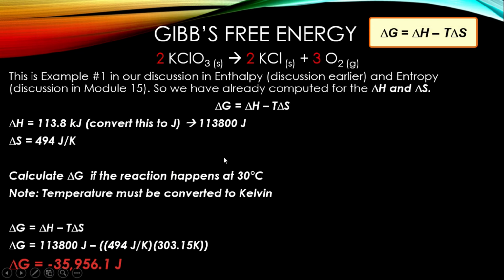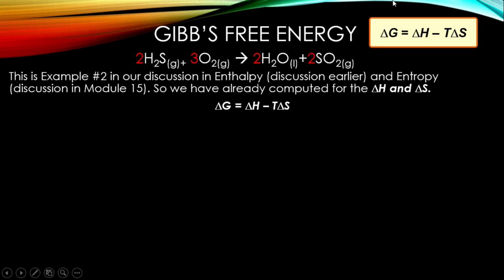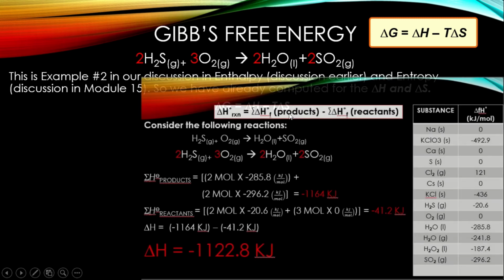The example number 2 from yesterday and earlier. So this is example number 2 in our discussion in enthalpy earlier and entropy which was in module 15. So we already got the delta H and delta S. What's left for us to do is to substitute the values. So the formula is delta G is equal to delta H minus T delta S.